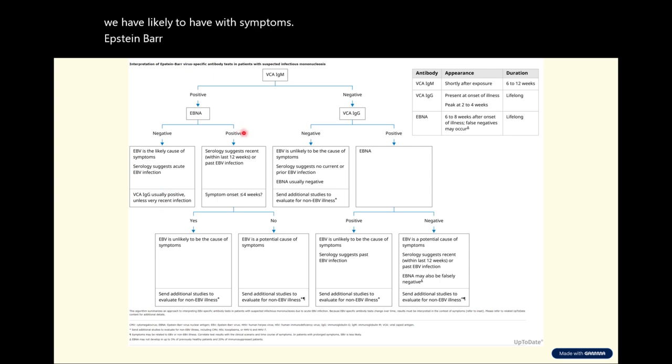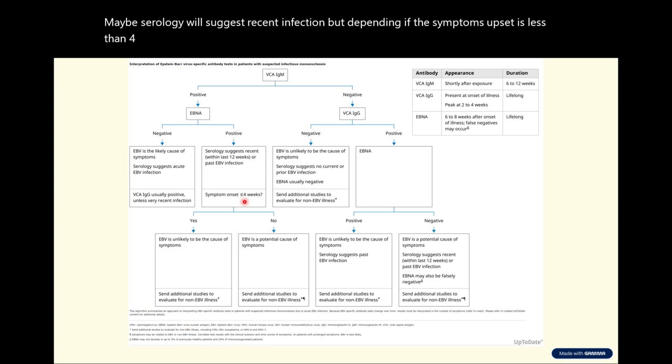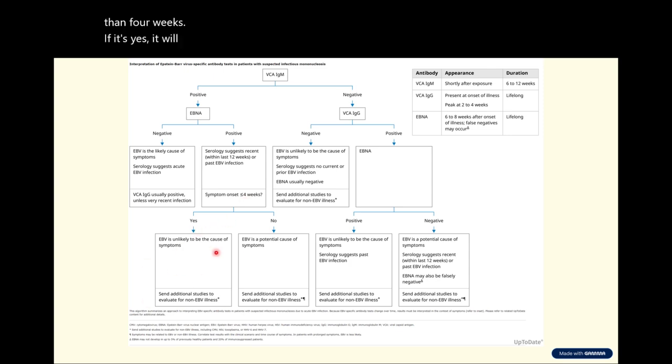If we have a positive, maybe serology will suggest recent infection, but it depends on whether the symptom onset is less than 4 weeks. If yes, it will be unlikely to be caused by Epstein-Barr, but if it is more than 4 weeks, it is potentially caused by Epstein-Barr.